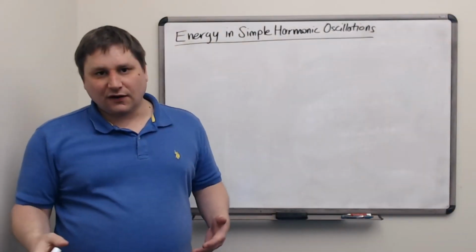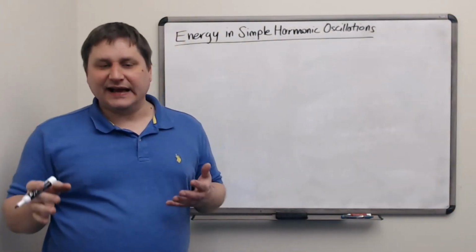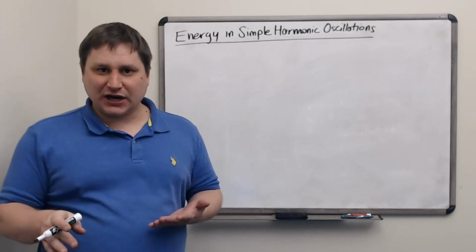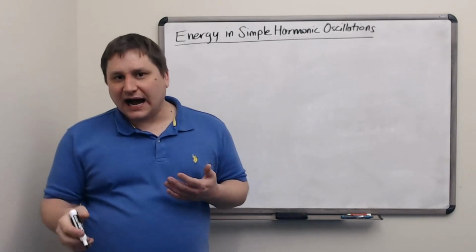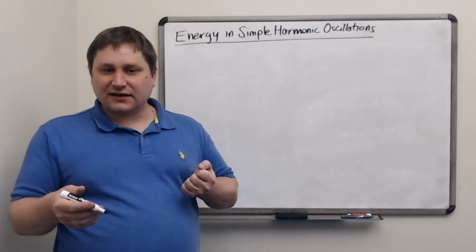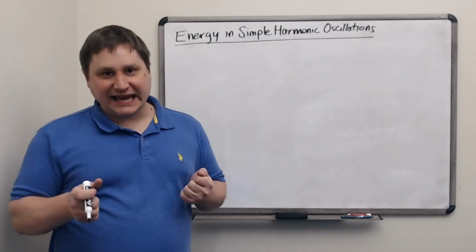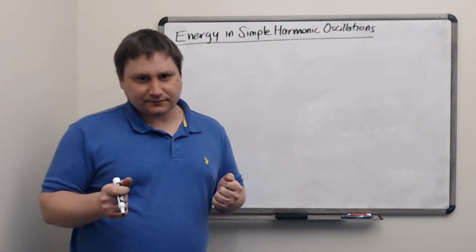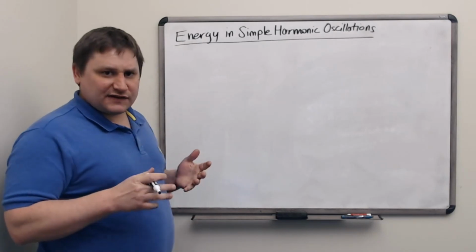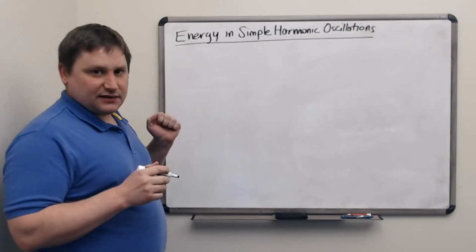Now that we've solved the simple harmonic oscillator in the ideal system, a mass on a spring, let's try to discover how that mathematics can be generalized to apply to almost any oscillating object. First, we're going to do this by considering energy.